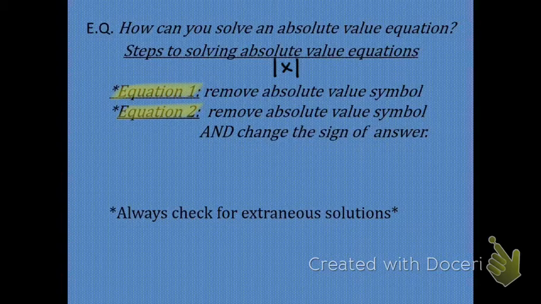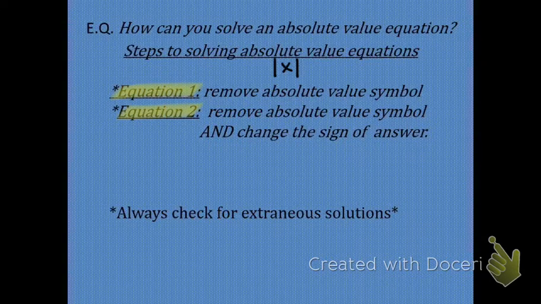All right? Now, here's how you write equation 1. Super simple. You're going to remove the absolute value symbol and then write what you see. So that's equation number 1. Equation number 2 is almost as simple, but you remove the absolute value symbol, so you drop those absolute value bars, and you change the sign of your answer. So this is how you write your 2 equations.